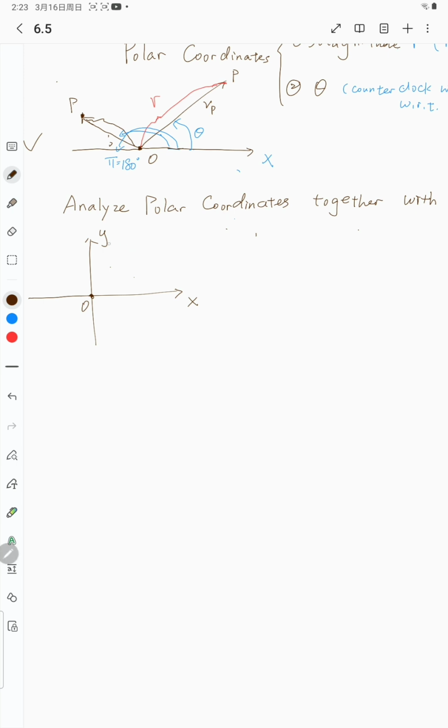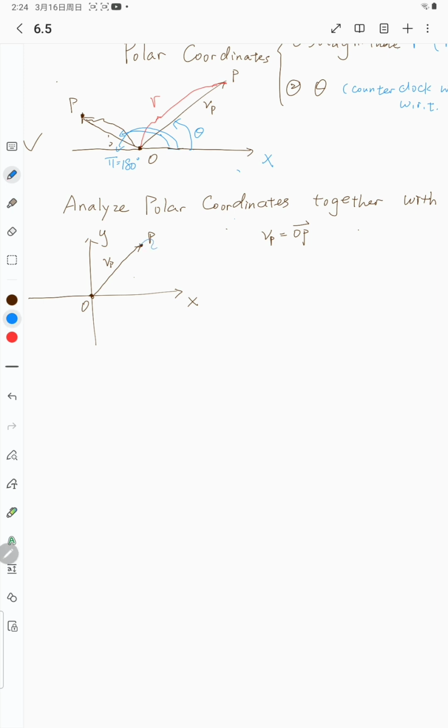And say if we have a point here, a point P here, and from the origin we have a vector emitting from the origin all the way to this point P, right? So we can say the vector VP is OP. Just a notation is fine. All right.